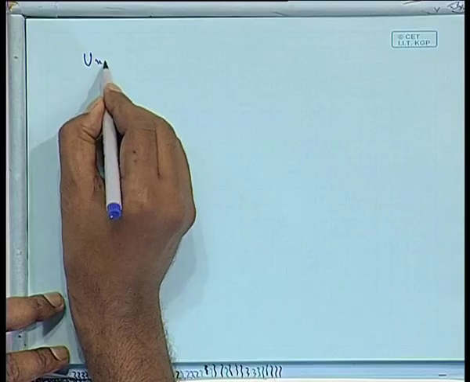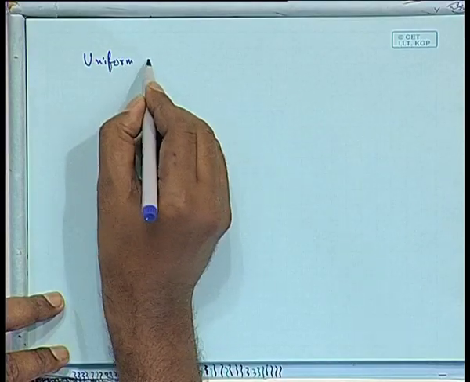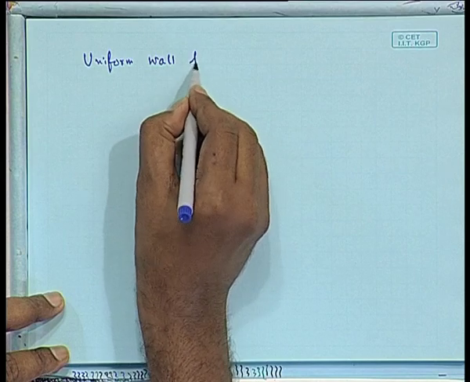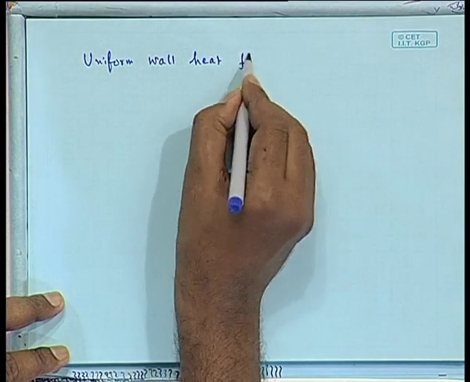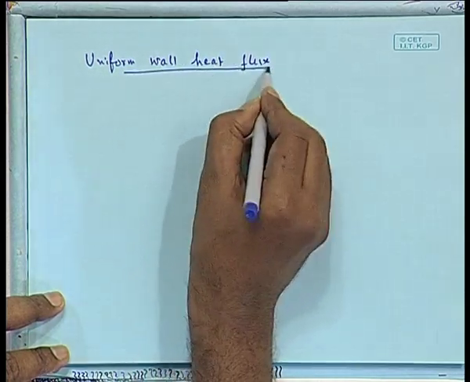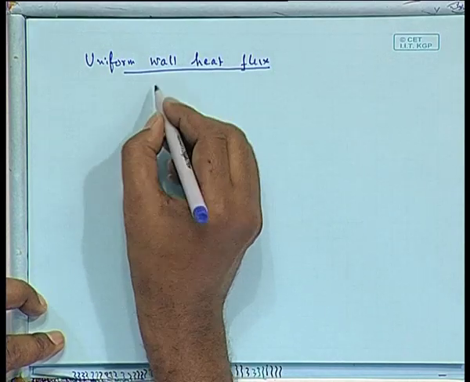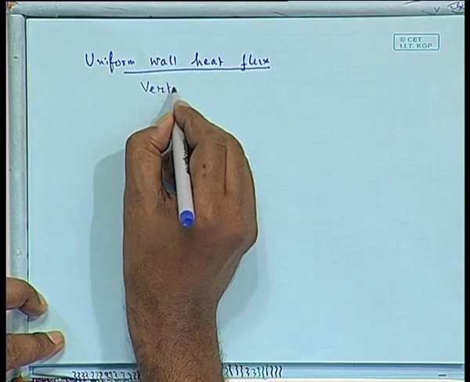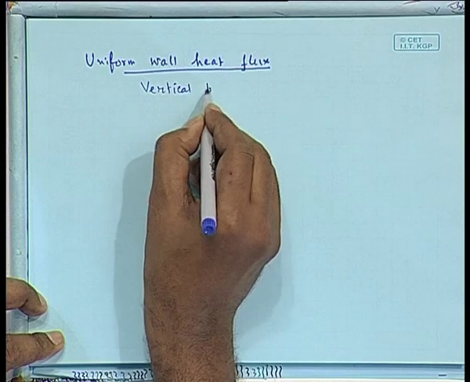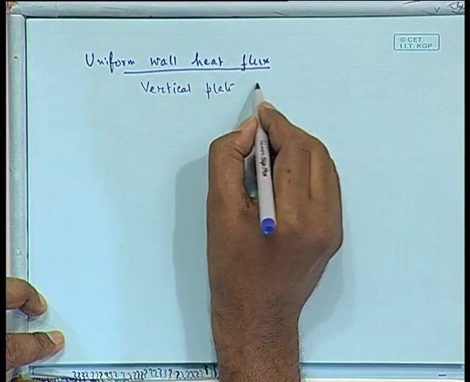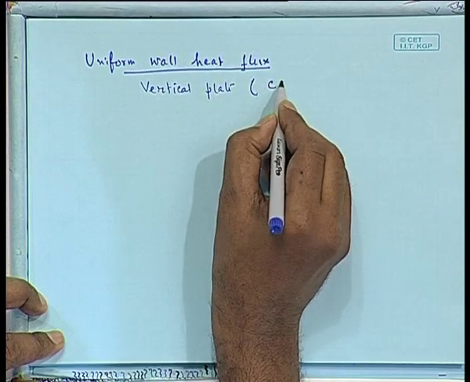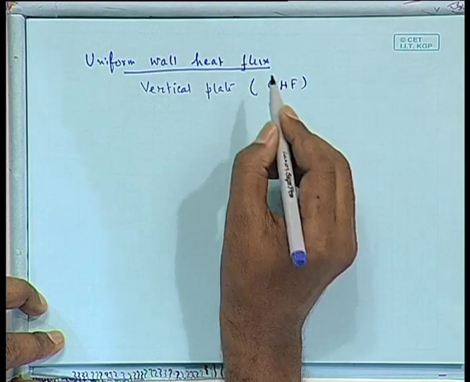For uniform wall heat flux, the correlation will take a different form. Let us first consider the vertical plate, constant heat flux condition.